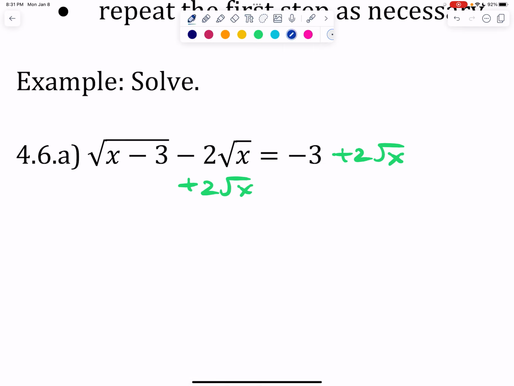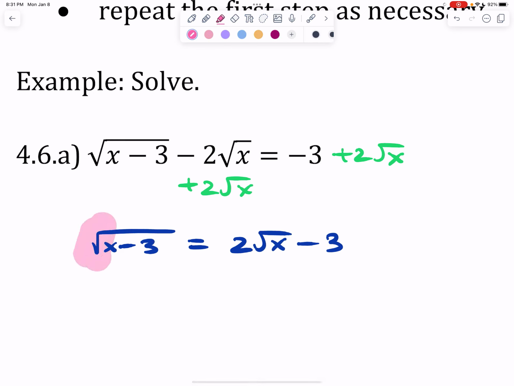That means on one side we've got the root of x minus 3. On the other side we've got 2 root x minus 3. And at this point a radical is isolated. That one is completely on its own. The other radical is not isolated. That's okay. We've got one of them isolated. We can proceed from there. Now we can square both sides.